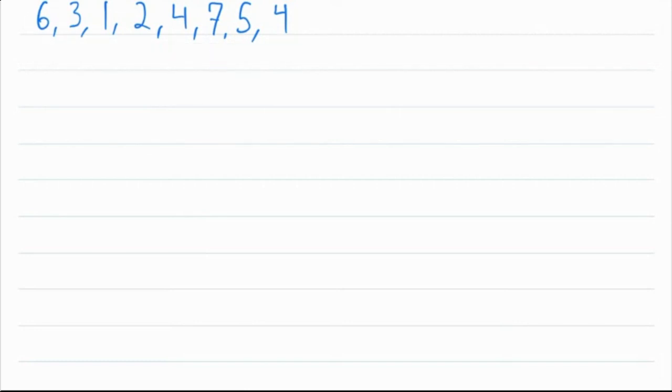And let me just make this comma here a little longer. That's not a decimal point, that's a comma. So try to find the mean absolute deviation of this data set. Let me know how it goes in the comments, and I'll leave the answer in the description.